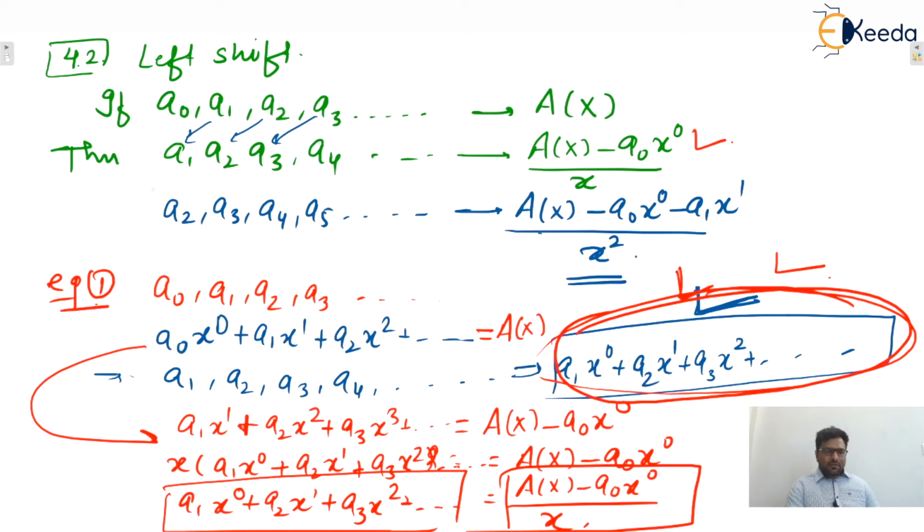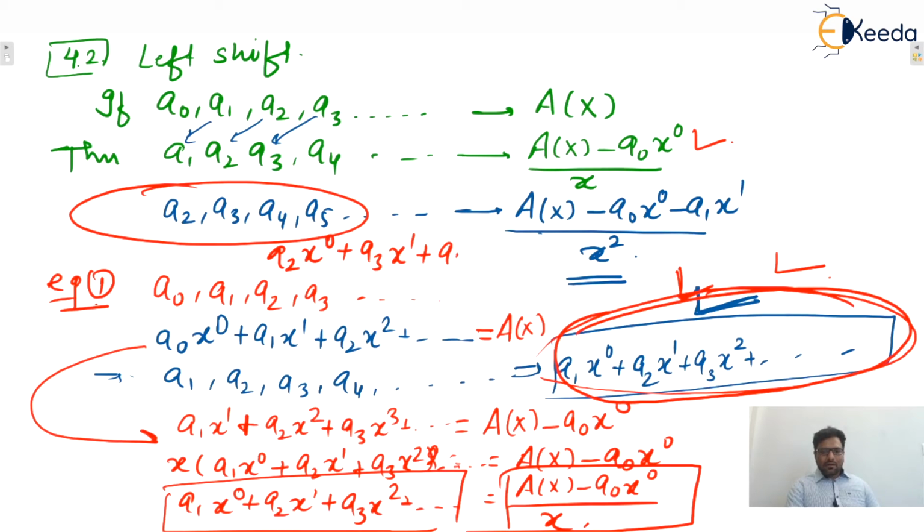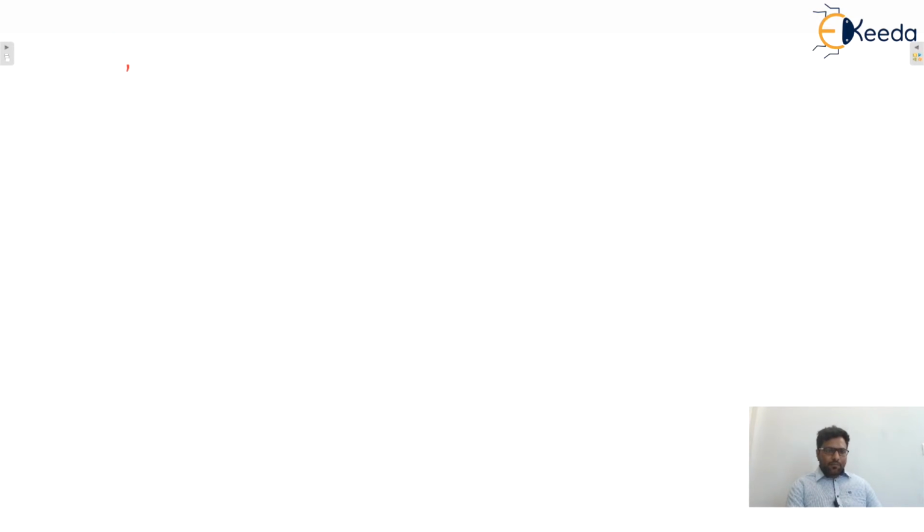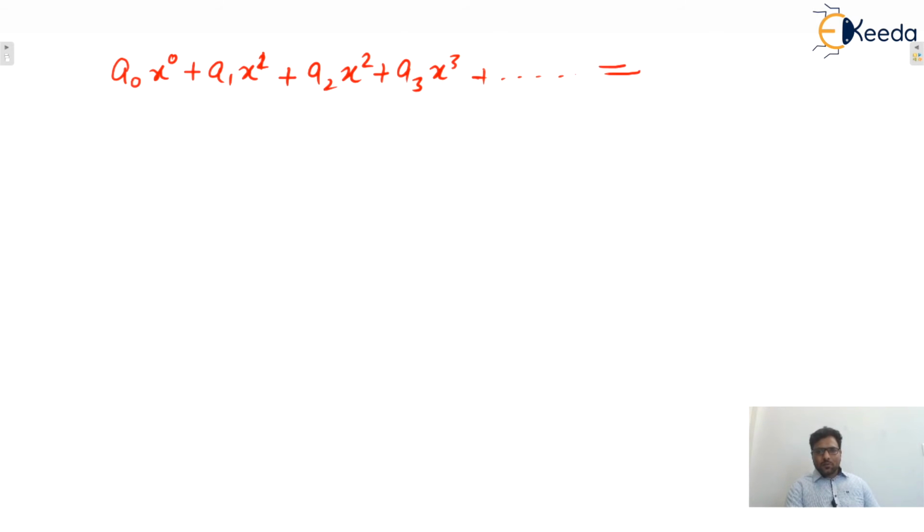So next, for this sequence, what will be the generating function? Multiply the first term with x^0, the second term with x^1, and the third term with x^2 and so on. So whatever the value of this is, that will be the required generating function. Listen to me correctly, guys. Here we have a naught x^0, a1 x^1, then a2 x^2, then a3 x^3 up to infinity. The corresponding generating function is A(x). Now we require a2 onwards, so it becomes what?